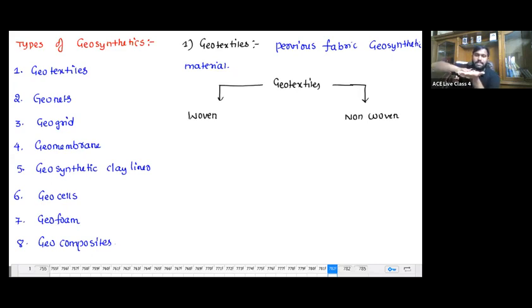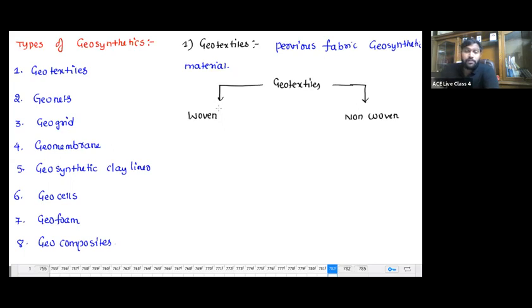The cloth consists of threads, right? And those threads are uniform and regularly spaced, and they are weaved one over the other in both directions. So if you take a shirt, you can see threads in both directions. That is known as woven.